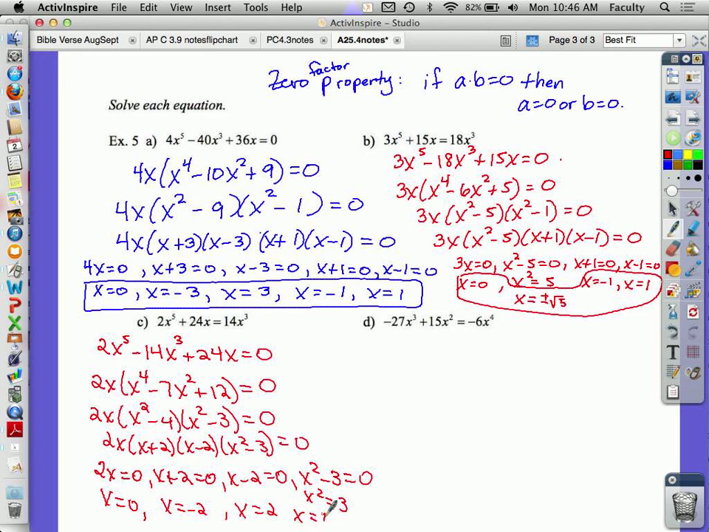So don't forget the plus or minus square root, okay? So did you get x is 0, x is negative 2, x is 2, and x is plus or minus square root 3? We getting the hang of it? Yay. Okay. All right, now in letter D, we're going to ramp up the level of difficulty one more notch.